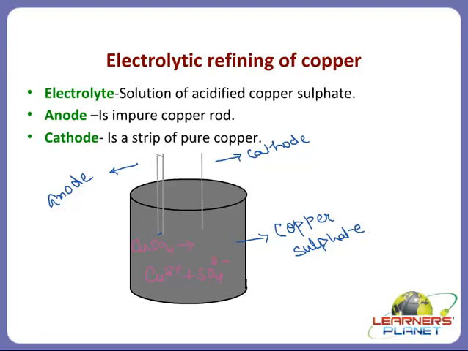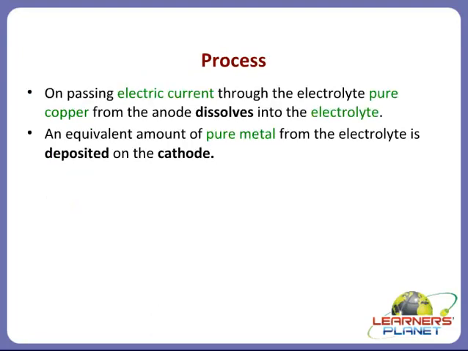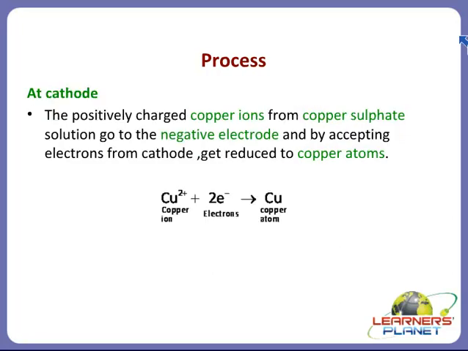Now let's see the process how it happens. That is, on passing electric current through the electrolyte, pure copper dissolves from the anode, right? Or pure copper from the anode dissolves into the electrolyte. What was our anode? Anode was a thick impure copper rod. From that, the copper dissolves into the electrolyte. And an equivalent amount of pure metal from electrolyte is deposited on cathode. Now let's see the reactions, then it will be clear to you.